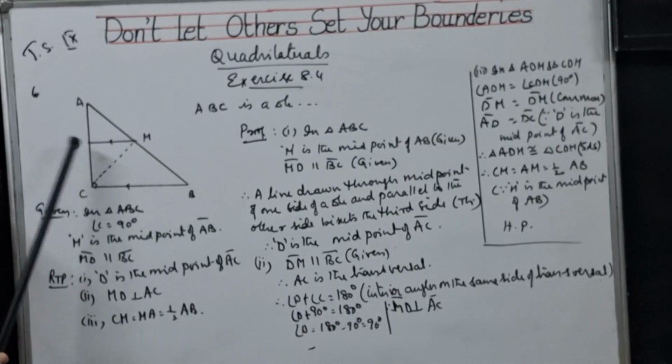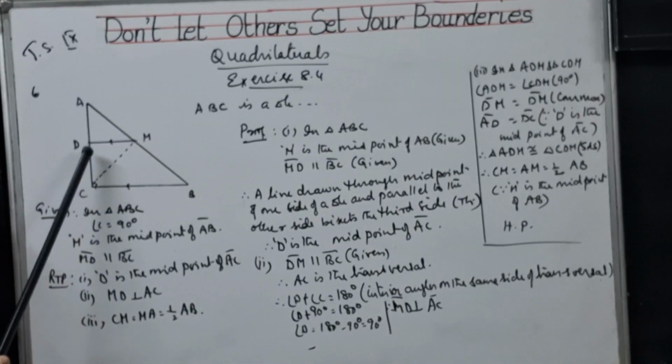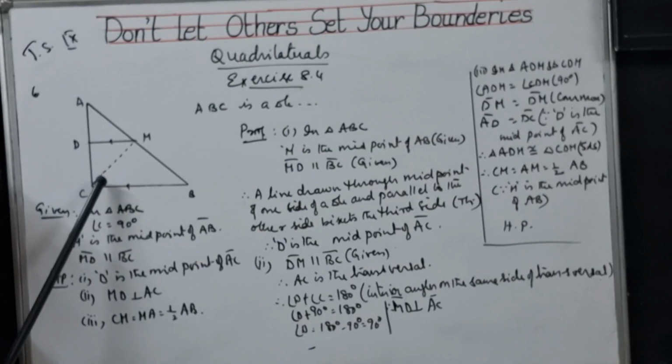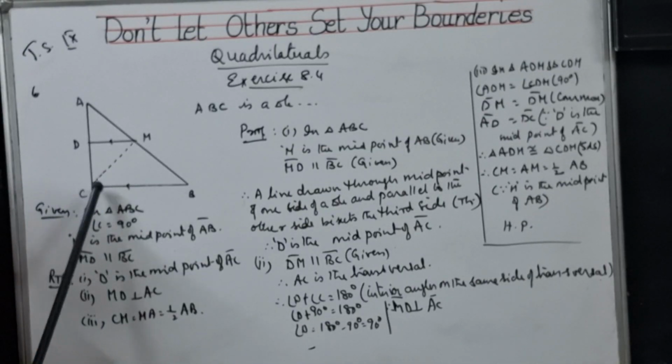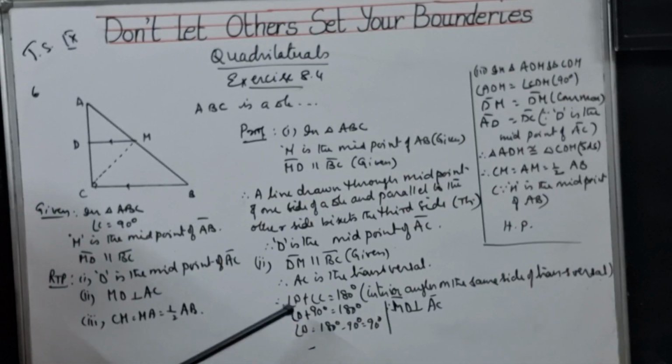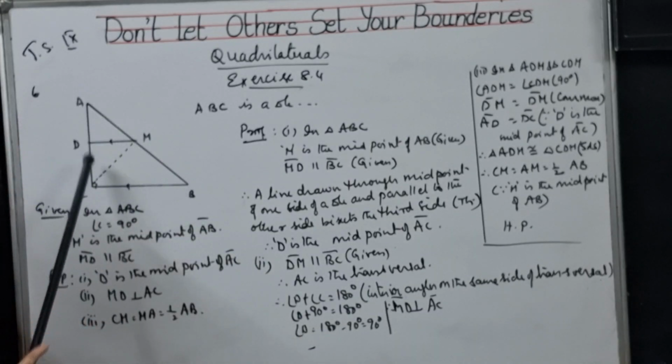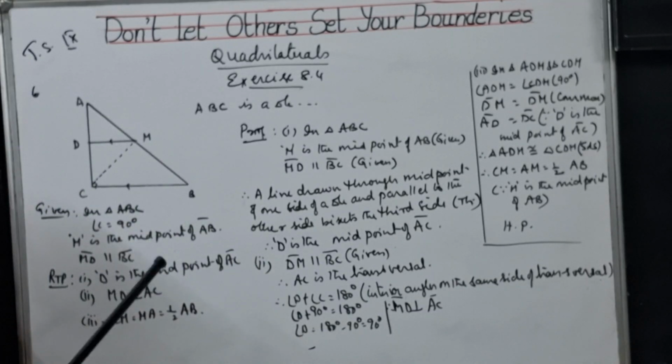Now MD is parallel to BC. So angle D, AC becomes the transversal. Angle D and angle C are the interior angles on the same side of transversal. They are 180 degrees. So angle D plus angle C is 180 degrees. Angle C is 90 degrees, they have given, so angle D is 90 degrees. If angle D is 90 degrees, MD is perpendicular to AC. Second one also we have proved.